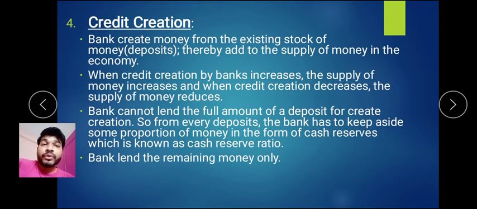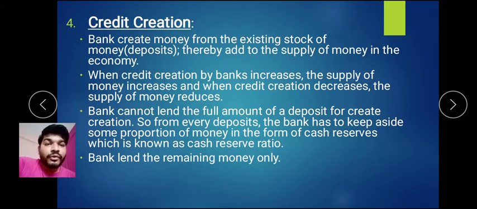Then comes the fourth one, that is credit creation. Now this is a big topic. What is credit creation? When a bank has surplus money, they try to give out loans at different rates, so that different persons get attracted by the rates and can take a loan for fulfilling their needs. So the bank creates money from the existing stock. Whatever surplus money is left with them, they create loans, and that is called credit. When this credit is increased by the bank, they try to go with more supply of money.